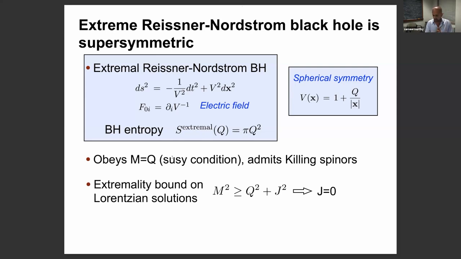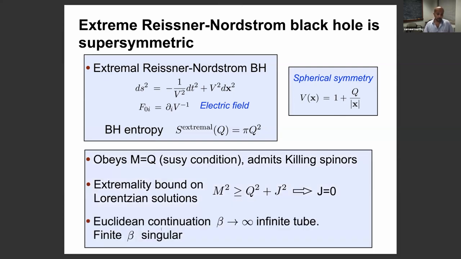So just go one step back. Before imposing supersymmetry, just look at the regularity of the Lorentzian solutions, and you'll find that m squared is greater than or equal to q squared plus j squared. And now on top of this, if you impose supersymmetry, m equals q, then you just get j equal to zero. And this is why you get the slogan that supersymmetric black holes in four dimensions don't rotate, right?